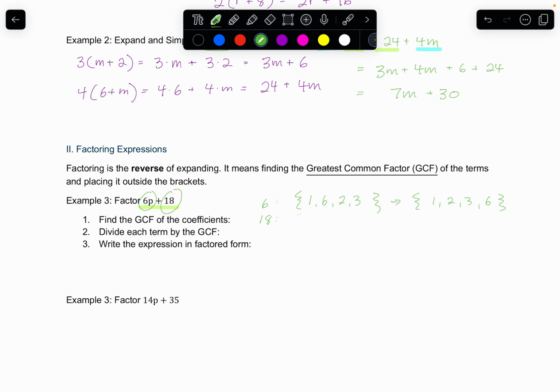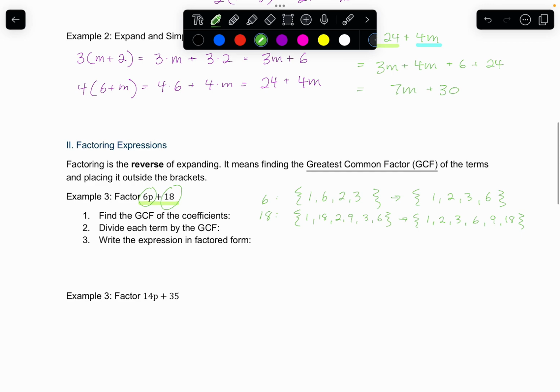Next, we'll do the same thing with 18. So we get 1 and 18, 2 and 9. What else? 3 and 6. And that's it. So we'll reorder these as well. So we get 1, 2, 3, 6, 9, and 18.